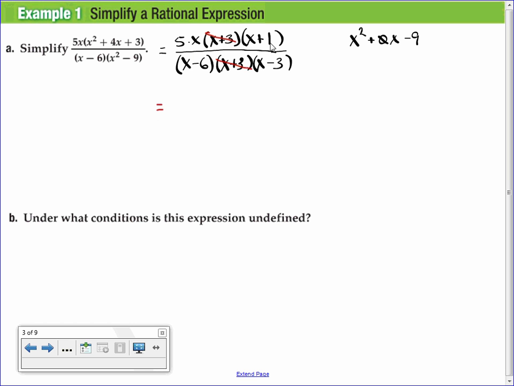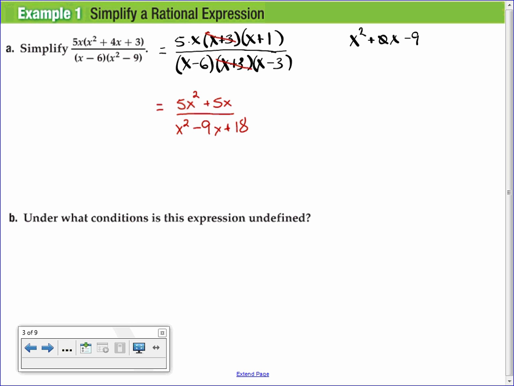5x times x plus 1. That's going to be 5x times x is 5x squared, and 5x times plus 1 is plus 5x. That's going to be my numerator. Now we'll do the denominator. Just use your FOIL method here, and that's going to be x squared minus 3x minus 6x, so minus 9x, and then plus 18.